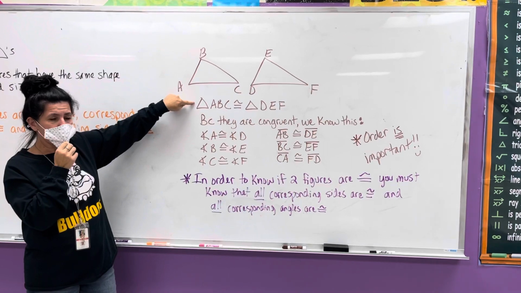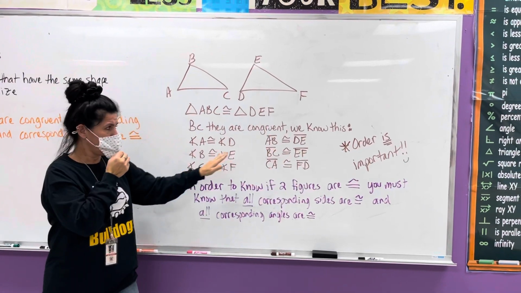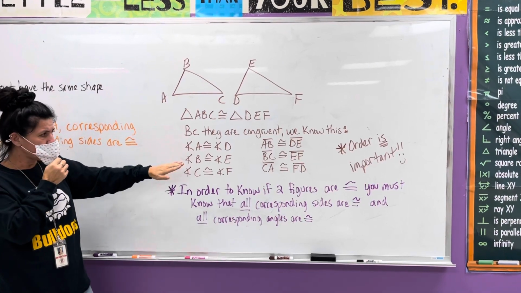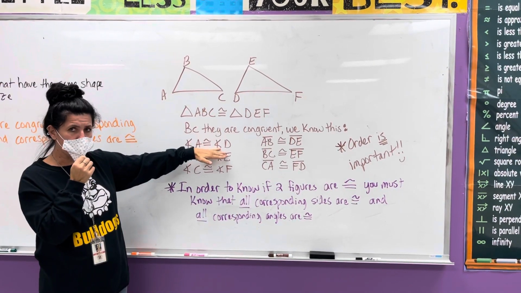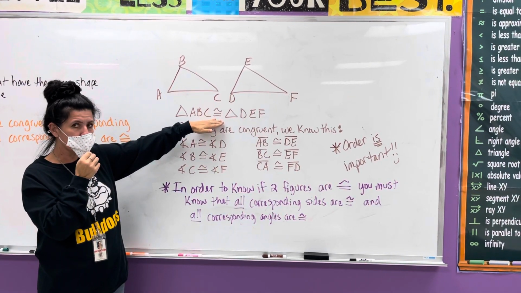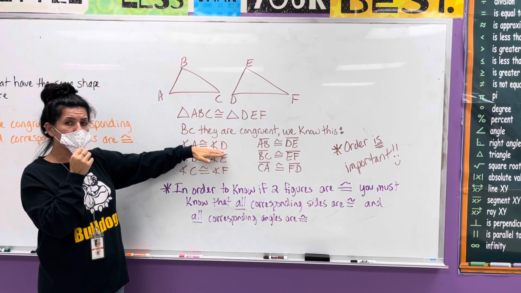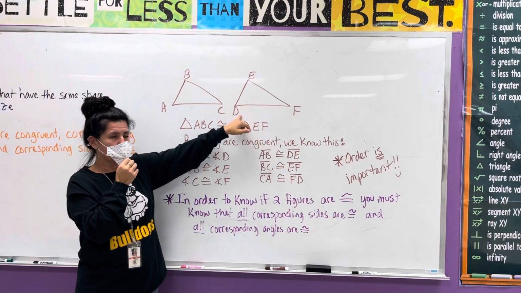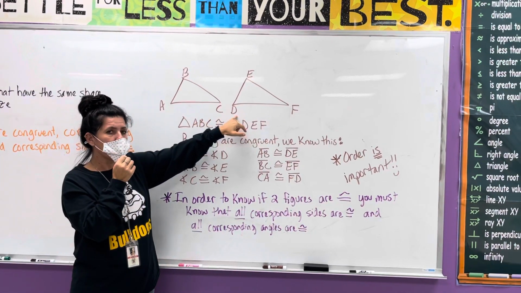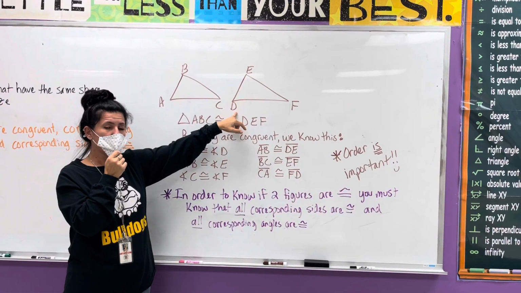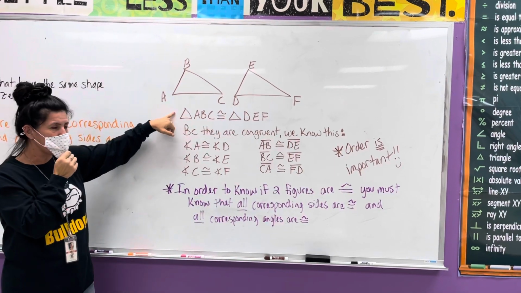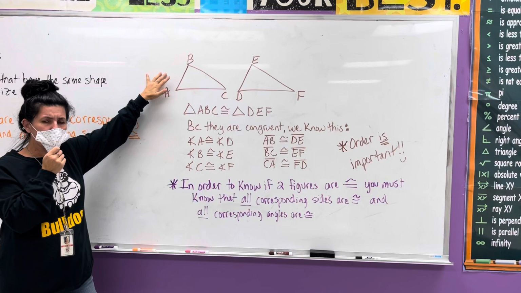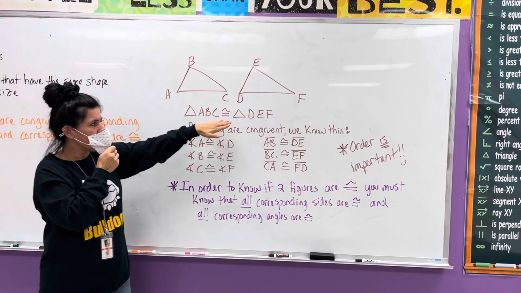Because I know this, then I know this. These are corresponding parts. A and D are corresponding. Because I know that the triangles are congruent, I know that those corresponding parts are congruent. Look where A and D are. A and D are corresponding because they're in the same location, which means they're congruent because the triangles are congruent. I can look at the picture, but sometimes the picture is a little bit more complicated. So you may want to look here.